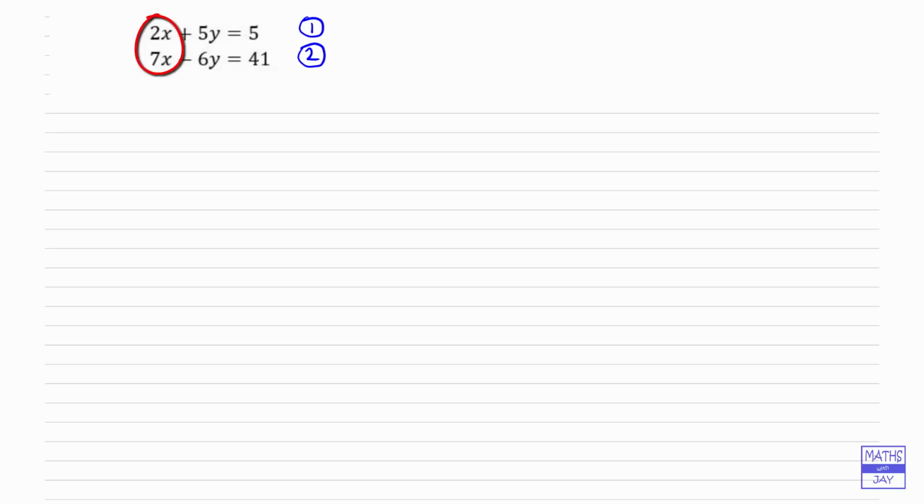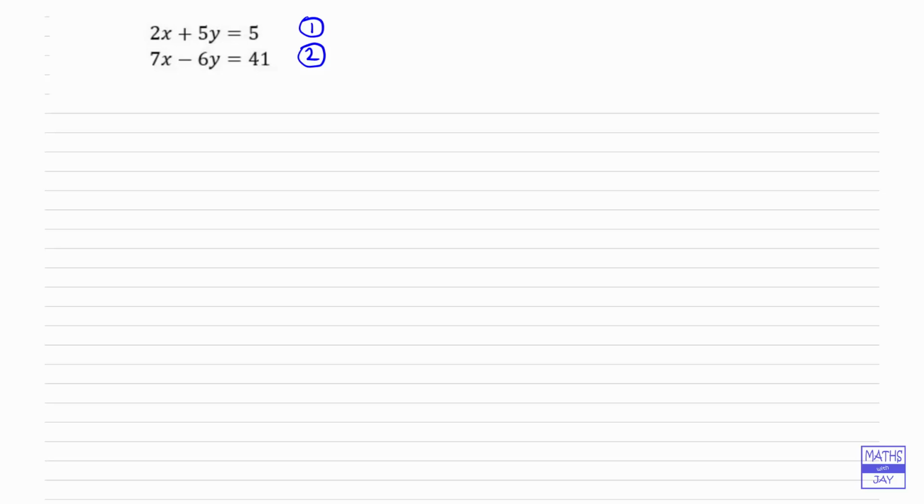Now we haven't got the same number of x in the two equations or the same number of y, and 2x doesn't divide into 7x, 5y doesn't divide into 6y, so it means that we're going to need to multiply both equations by something in order to be able to eliminate either the x or the y. Actually, in this video we'll eliminate y, and then in the next video we'll eliminate x, so that you can see which method you prefer. So we're going to start by eliminating y.